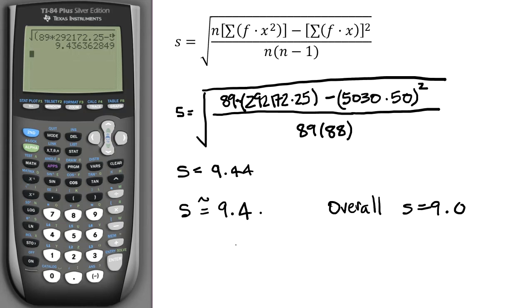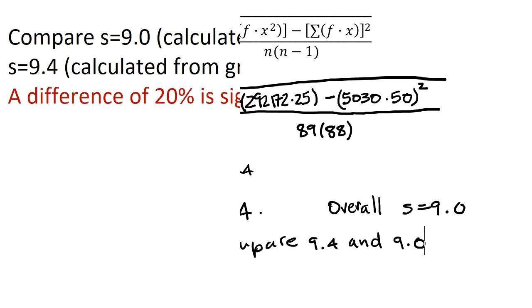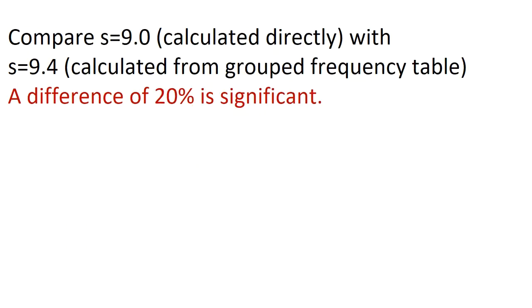So my next task, I need to compare 9.4 and 9.0 and see if they're within 20% of one another. My final task is to compare the directly calculated sample standard deviation of 9.0 with the calculation I just did from the group frequency table, 9.4, and I'm told that a difference of 20% is significant. So what I need to do is take 9.4, the calculated one, and divide it by 9.0, and I can do that on my calculator.